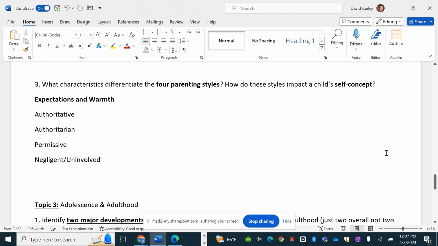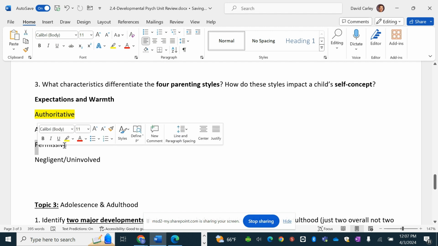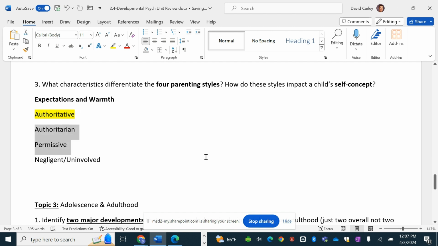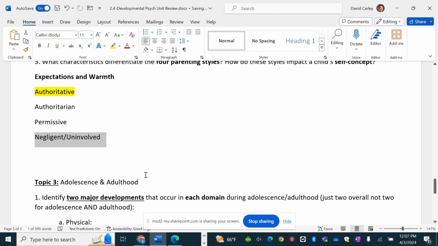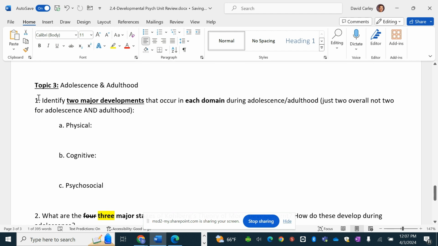Again, these affect self-concept. They affect how kids view authority figures, and also how they view their self-efficacy in a situation. Generally, the highest self-efficacy and most developed self-concept goes to children of authoritative parents. Authoritarian and permissive don't have terrible outcomes, but they can lead to a lack of understanding of their role in a situation. And then obviously the others are going to have very negative impacts. Again, I feel like you can do this on your own from your notes.